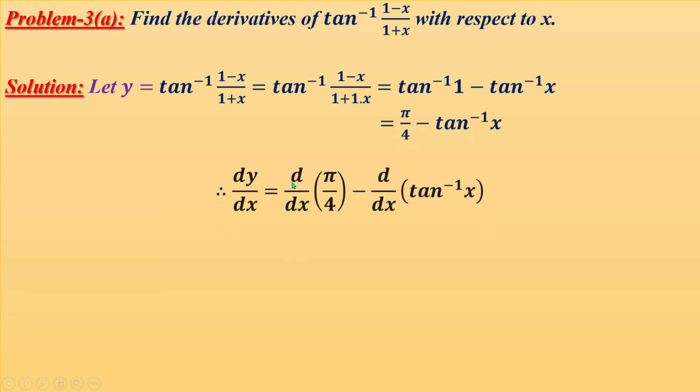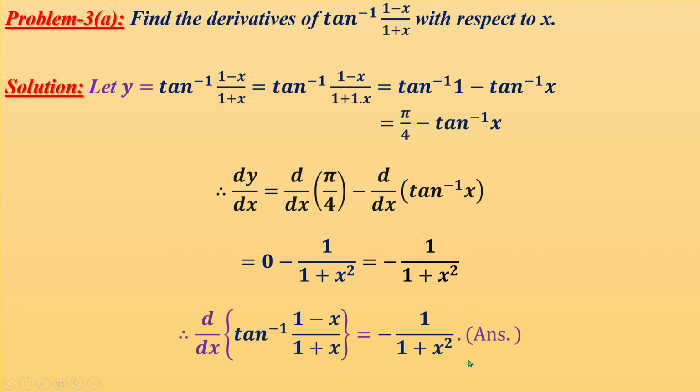Therefore d/dx of y is equal to d/dx of pi by 4, that means a constant term, minus d/dx of tan inverse x. As here x is a variable, but pi by 4 is a constant, the derivative of a constant is equal to 0. And the derivative of tan inverse x means 1 by 1 plus x square. So this is equal to minus 1 divided by 1 plus x square. This is the required answer. Clear everyone?